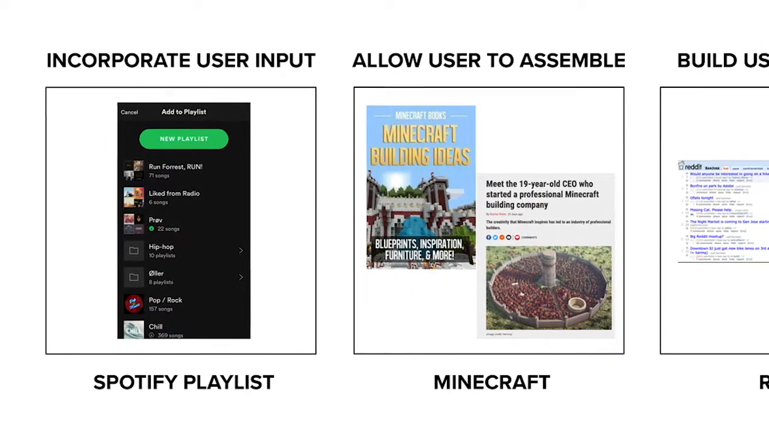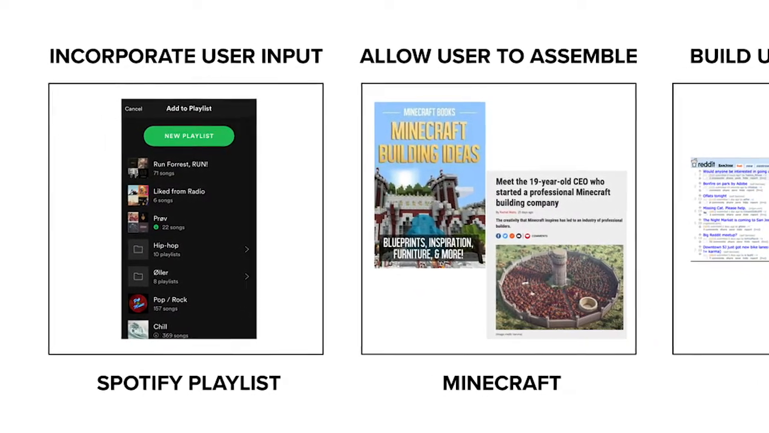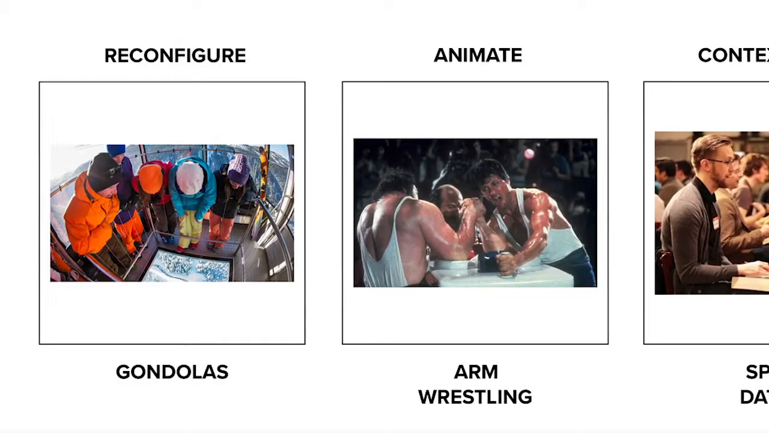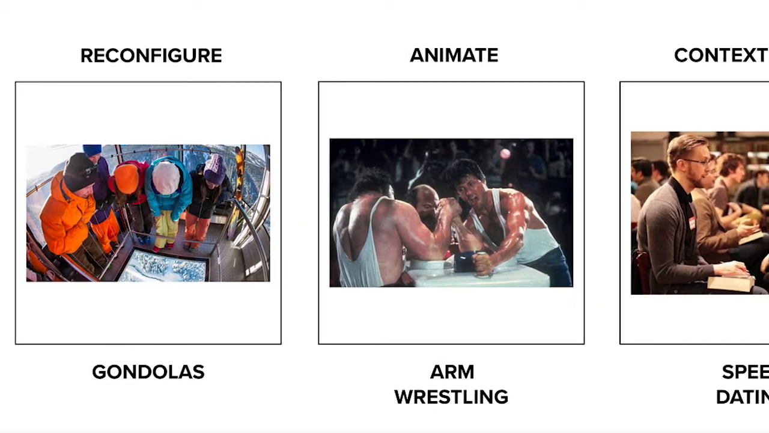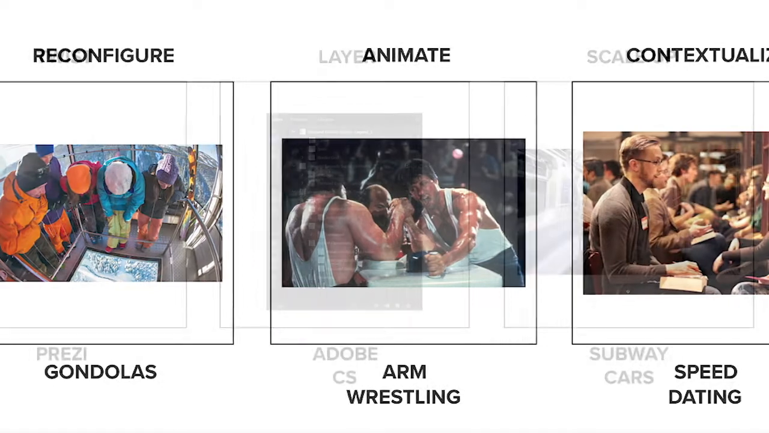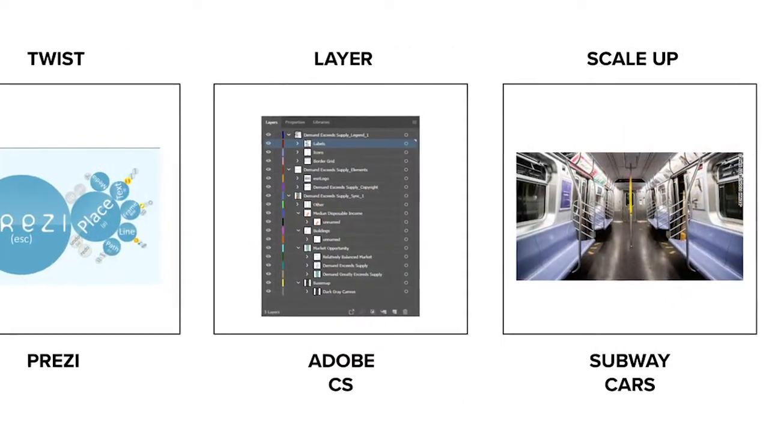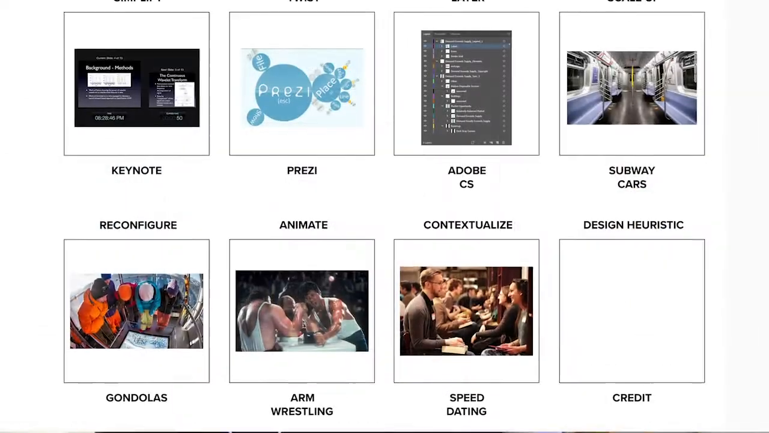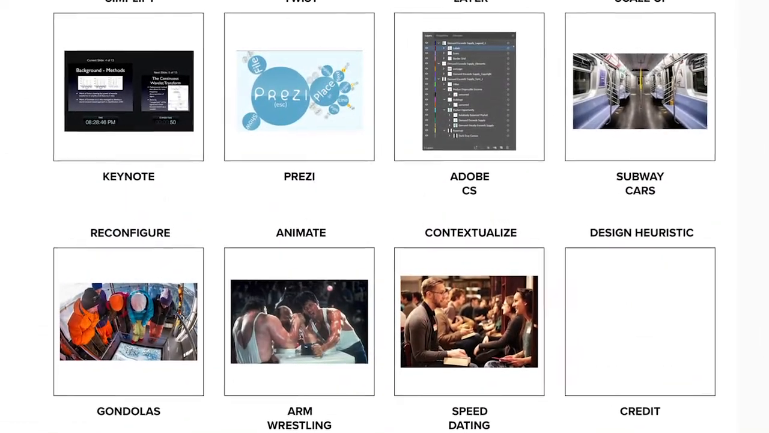So here's the user interface example of managing playlists, adding to playlists, starting a new playlist. And then I give credit saying Spotify playlist. And likewise, you'll see the reconfigure gondolas down at the bottom. We've got some awesome visuals here, everything from Adobe Creative Suite, subway cars, Keynote, Reddit, Minecraft, arm wrestling, speed dating. And the team has now generated these.